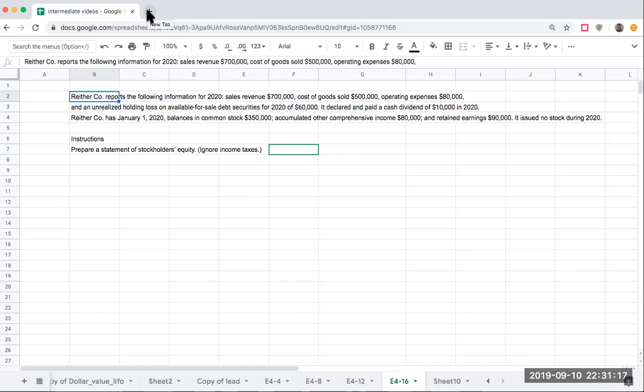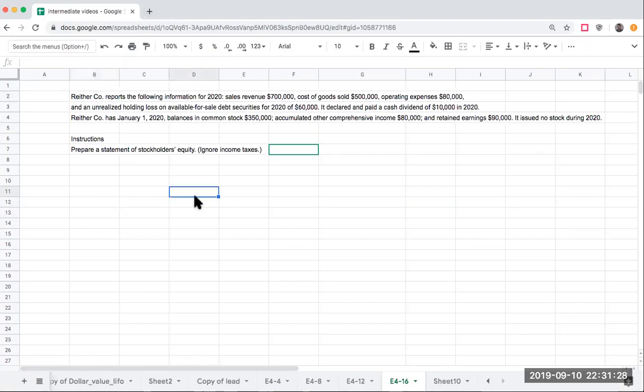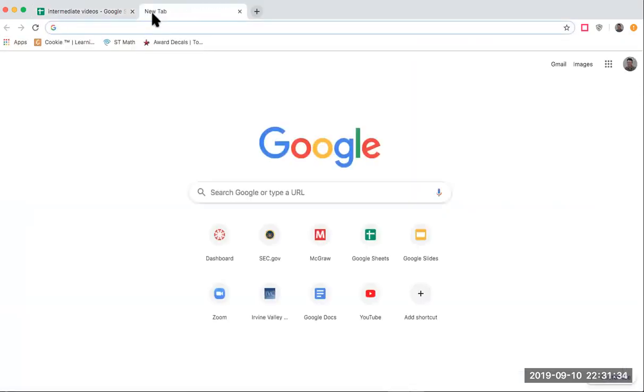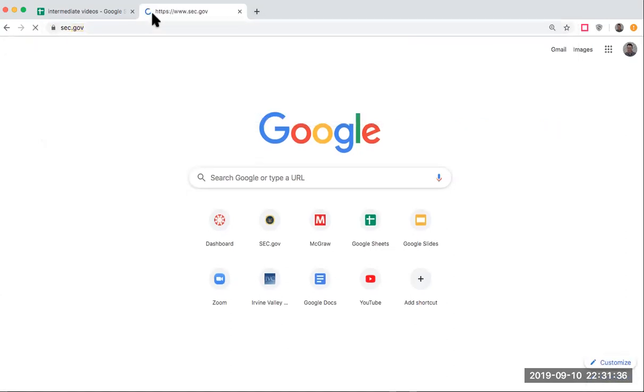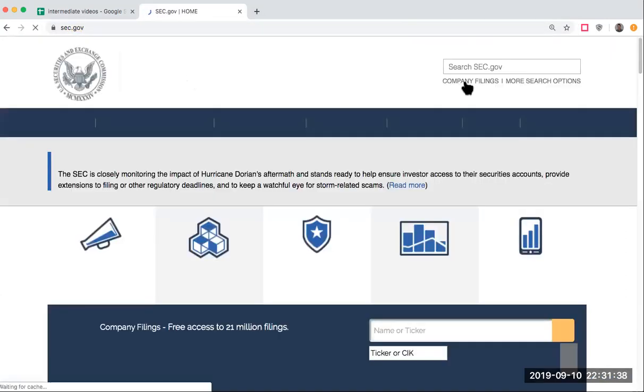At this point, because I think this is a new statement for a lot of you, what we've been doing before is we've had an income statement, a statement of retained earnings, and a balance sheet, but a statement of shareholders' equity is a little bit different. Let's take a look at one.